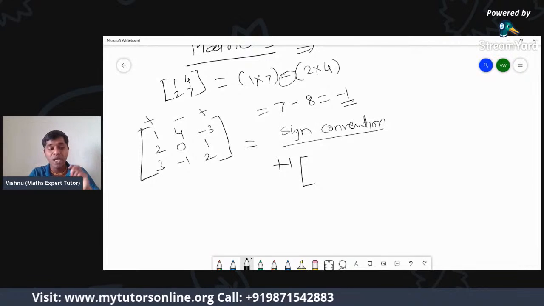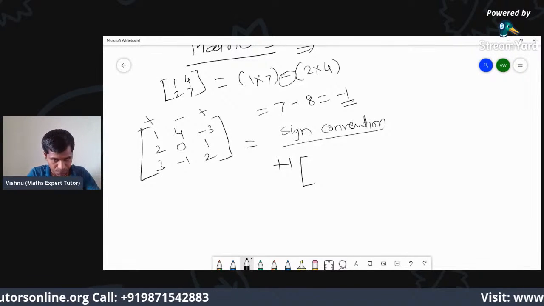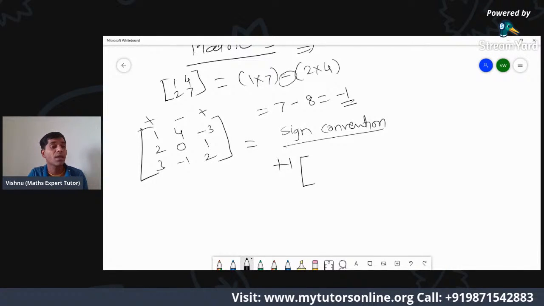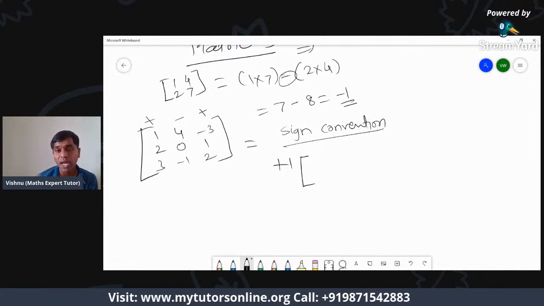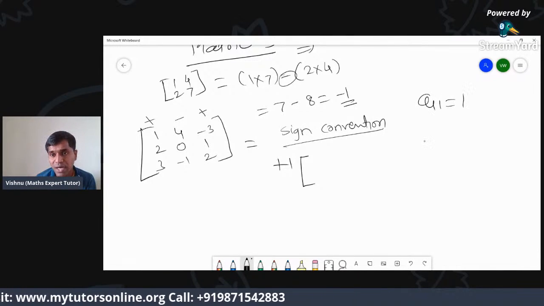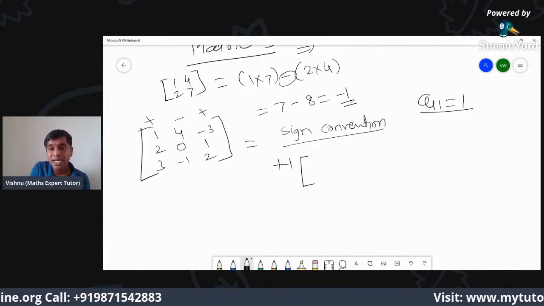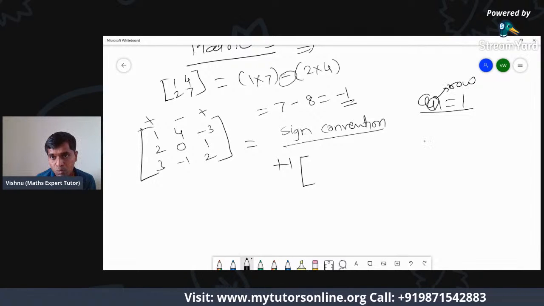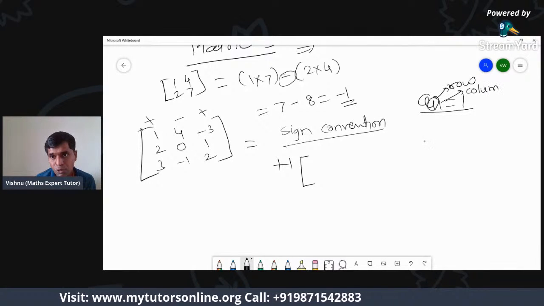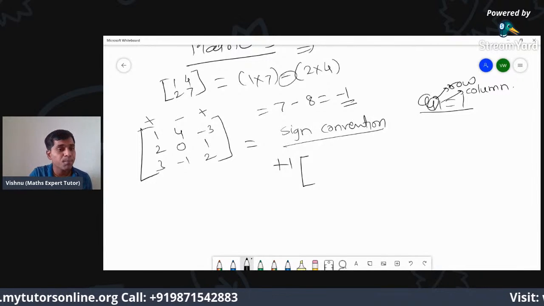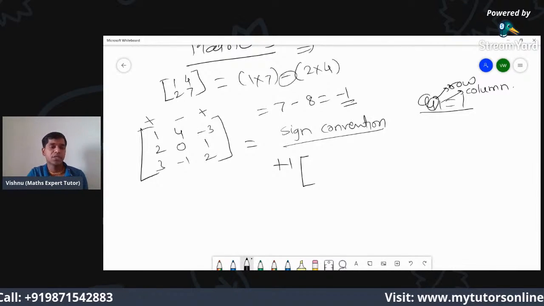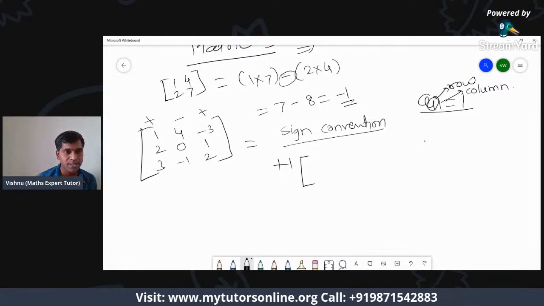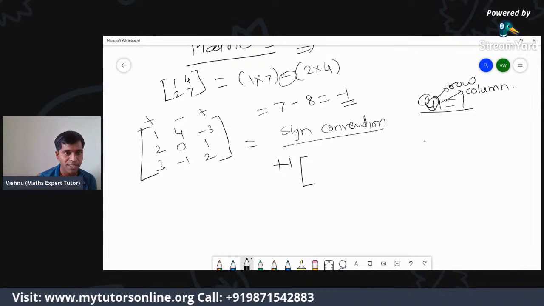The second convention is that for whatever number you are calculating for, you have to leave that number's row and column. Because we are calculating for A11, what is A11 in this case? It is 1. What does this 1 indicate? This indicates the row, this indicates the column. So first row and first column. The number here is 1. So plus 1 into, we have to cancel out this row and this column, imaginary.